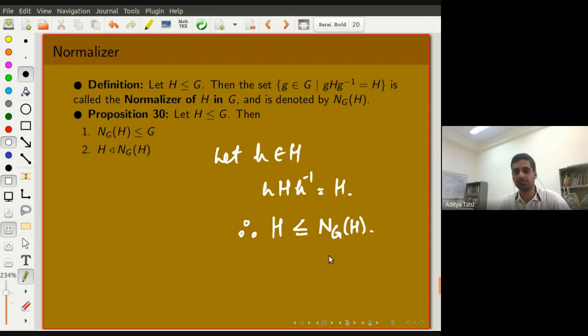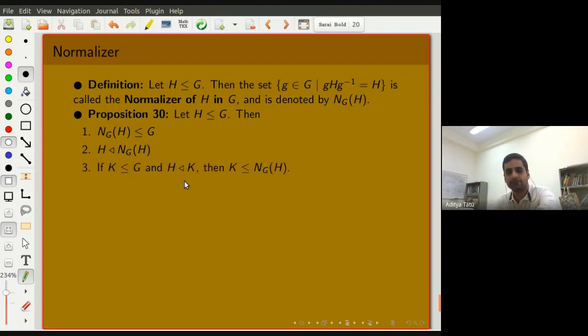H may not be a normal subgroup of G, but it will surely be a normal subgroup of N_G(H). And I think it's very easy to see because of the way N_G(H) is defined. It is defined using the property of normal subgroups. The N_G(H) will contain only such g's such that gHg inverse is equal to H, and that is the condition for a normal subgroup. So I think it is easy to prove that H will be a normal subgroup of N_G(H).